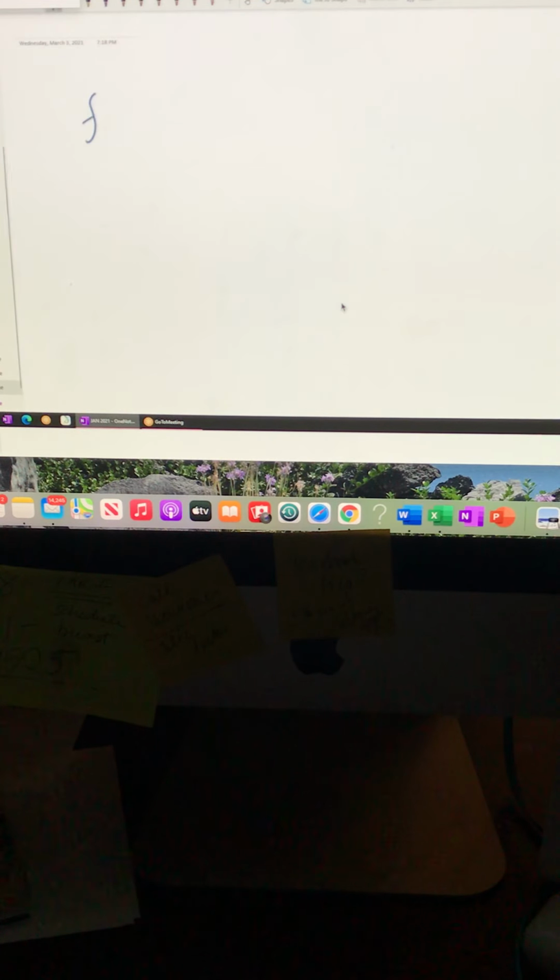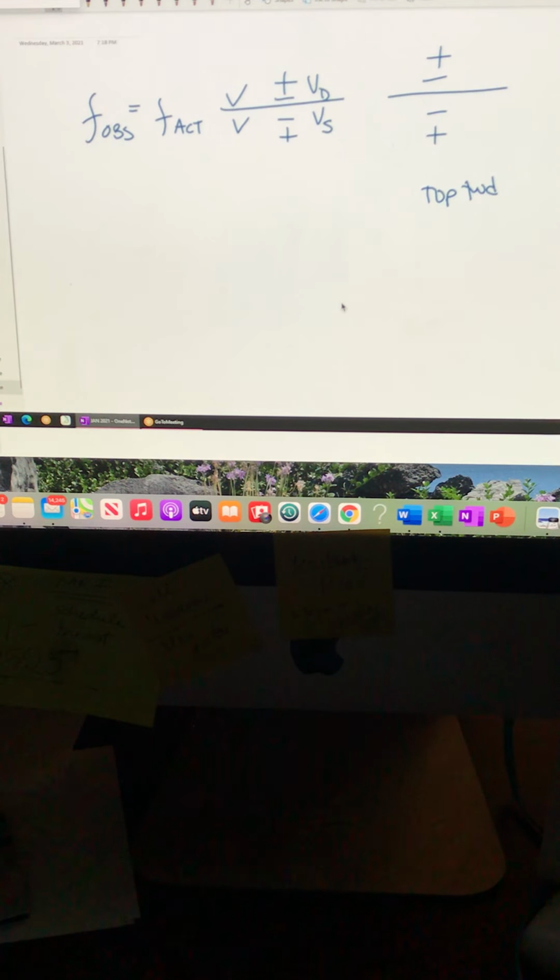Okay, the formula for Doppler: frequency observed equals frequency actual times V plus or minus VD over V minus or plus VS. You have to memorize this formula. Plus, minus, minus, plus, and use the top sign when you're going toward.